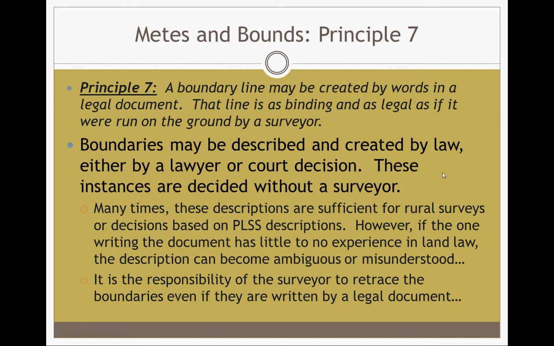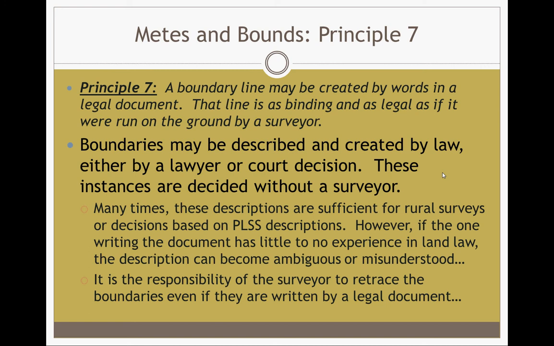Boundaries may be described and created by law. Remember, there's another form of creation. You've got action, you've got law. I'm trying to think of the third one. It escapes me at the moment. Some of y'all can scream it at the computer while I'm trying to think. Anyway, action and law are 2 of the 3.